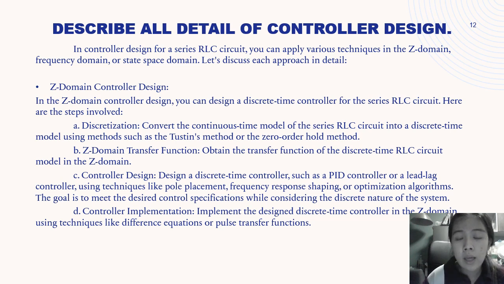In the Z domain, you can design the discrete-time controller for the series RLC circuit. The steps involved: discretization, which converts the continuous-time model of the series RLC circuit into discrete time, and Z domain transformation, which obtains the transformation of the discrete-time RLC circuit model in the Z domain.